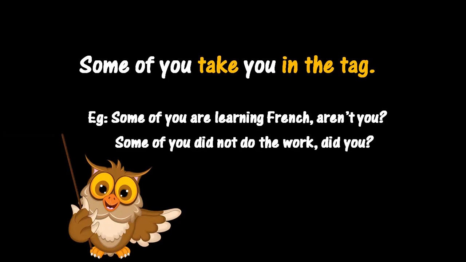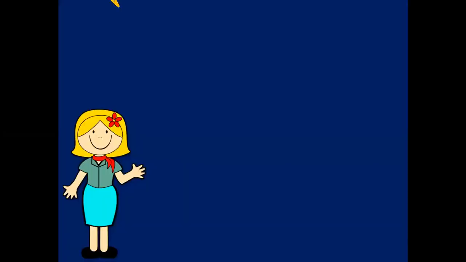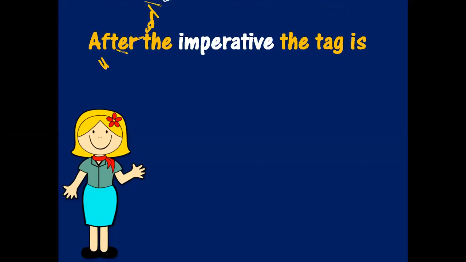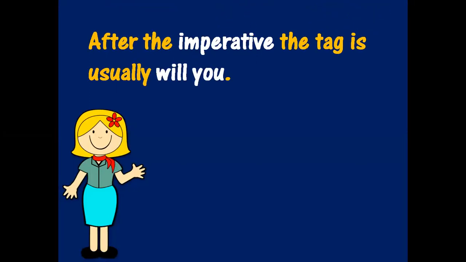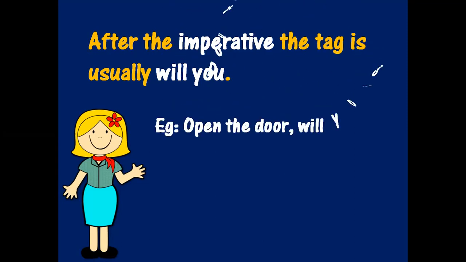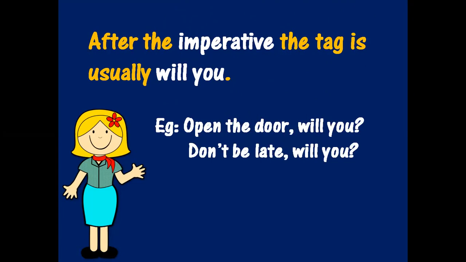Next, imperative sentences. Imperative sentences are orders, requests, commands, etc. When you're using an imperative sentence, so the statement is imperative, use will you in the tag. Look at the examples. Open the door, will you? Don't be late, will you? Like this, imperative sentences take will you in the tag.